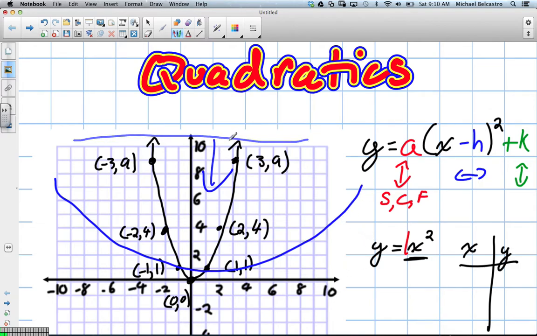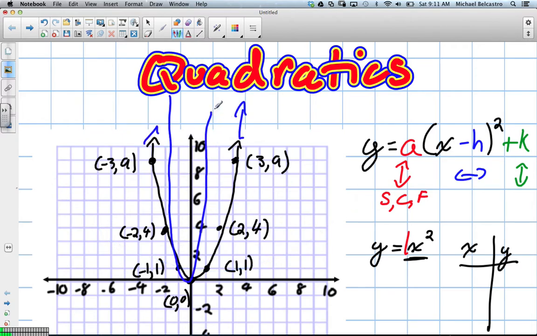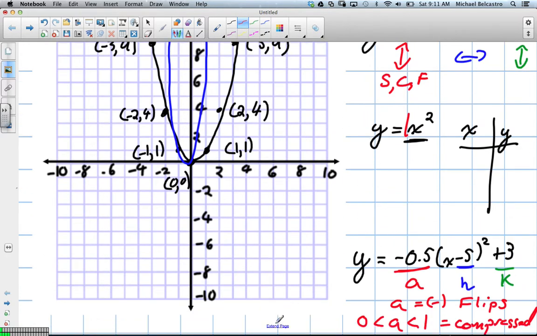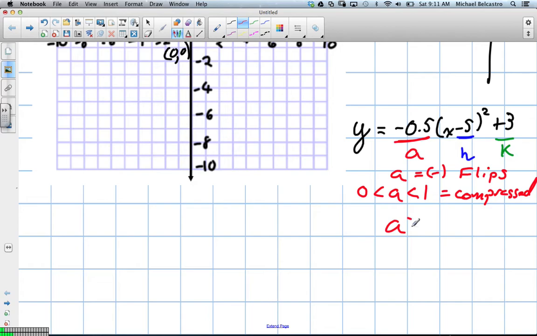If it was stretched, think of it like an elastic band and someone's pulling these up. If you pulled them up, it would make it thinner. So you stretch when a is greater than 1. That's a stretch, so you make it thinner. In this case, a is less than 1, so we're going to compress it. And it's negative, so we're going to flip it.